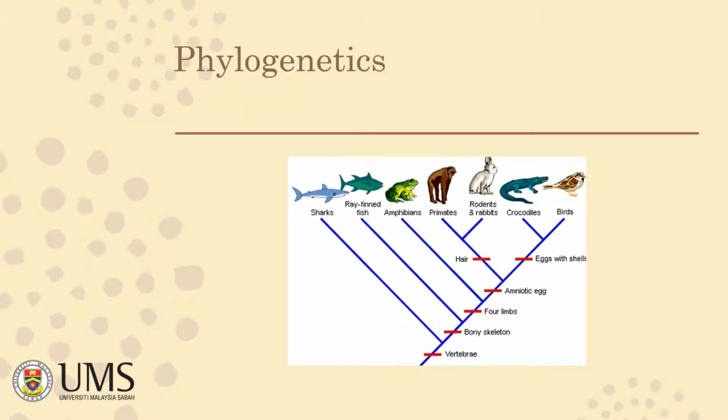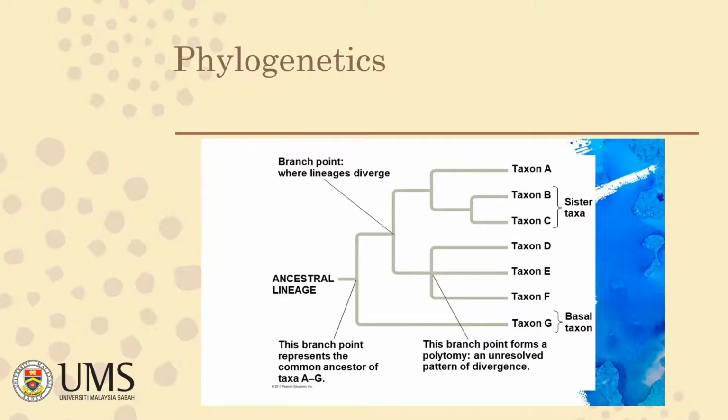So this is another example. They put crocodile and birds together because the common ancestor has eggs with shells. Then here excluded, because this is a chimpanzee and this is a rabbit, they belong together because they have hair. These two here and here have the same common ancestor that has an amniotic egg. So the lineages diverge here.